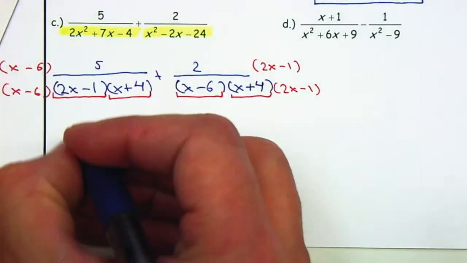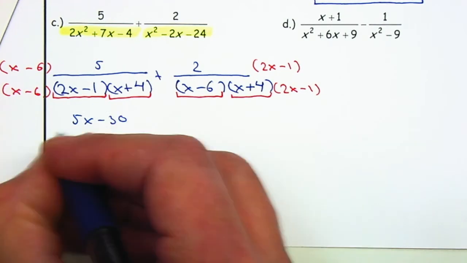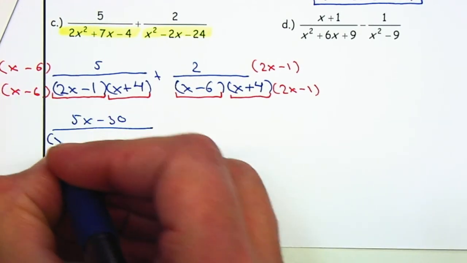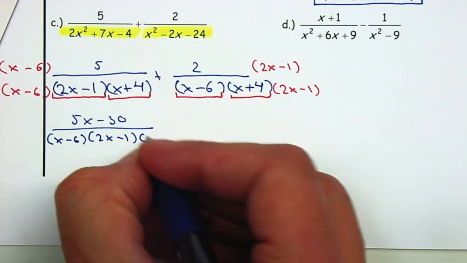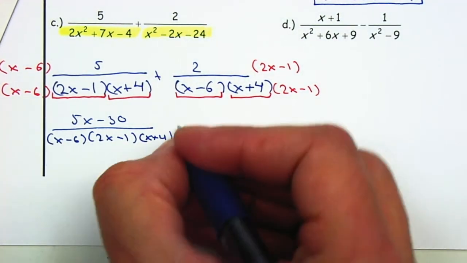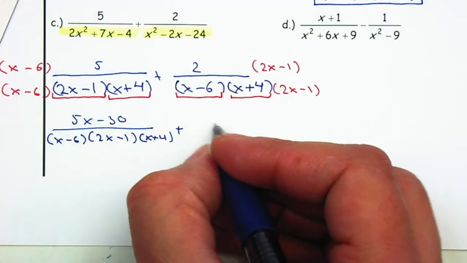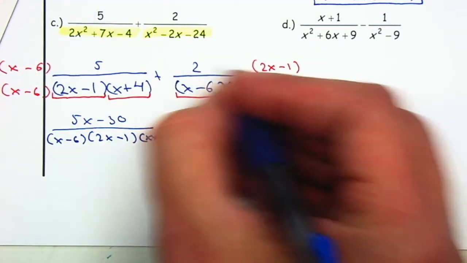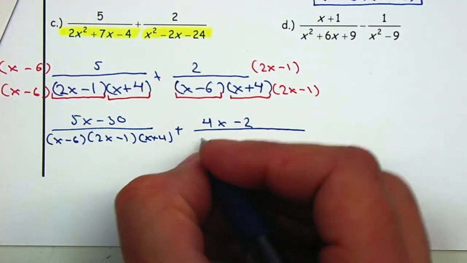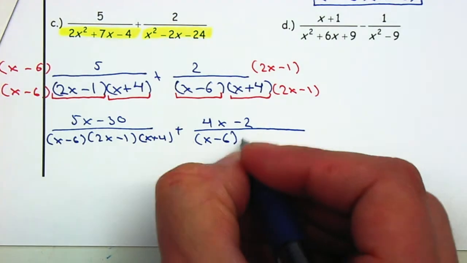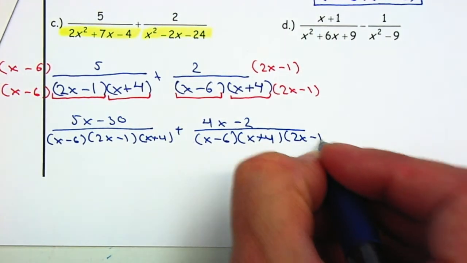That gives me 5 times x will give me 5x. 5 times negative 6 is negative 30. The denominator will stay the same, so it'll be x minus 6, 2x minus 1, and x plus 4. Plus, distribute property, 2 times 2x will be 4x. 2 times negative 1 is negative 2. Denominator will stay the same, x minus 6, x plus 4, and 2x minus 1.